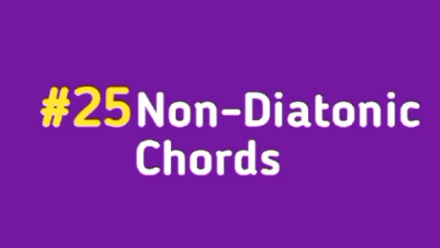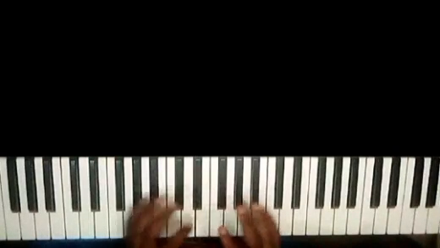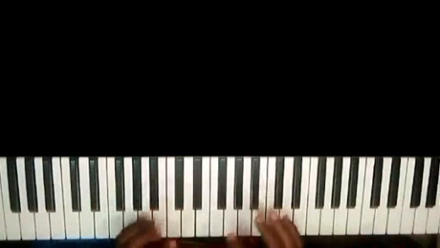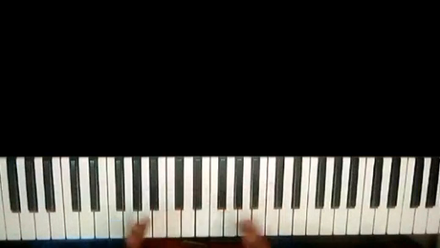Now, in contrast to this, non-diatonic chords are simply chords that use at least one note that doesn't belong to the key scale, okay? So unlike diatonic chords in which all the notes that make up that chord must be among the key scale, for non-diatonic chords there must be at least one odd note, that is one note that is not naturally among the scale of that particular key.